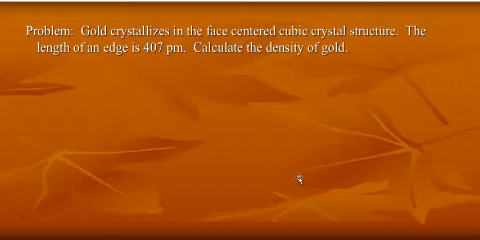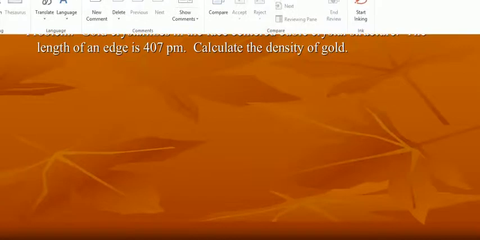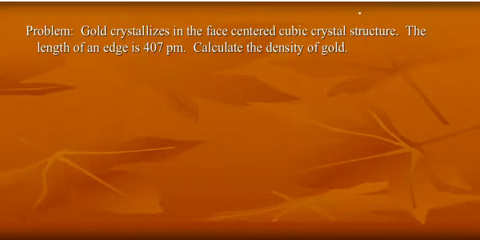Okay, let's look at a problem here. And I did change the wording of the problem from what it says in your notes. In the notes, I gave you the atomic radius. I changed it to the length of an edge, just to make the math a little bit easier. Calculate the density of gold. Well, density is mass divided by volume. Let's look at mass first.